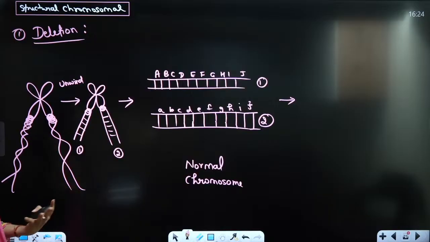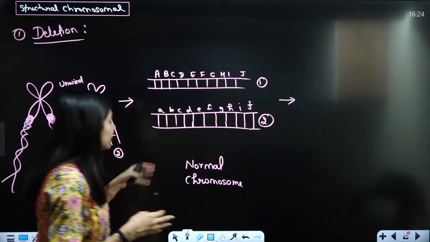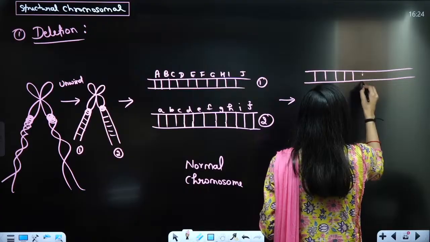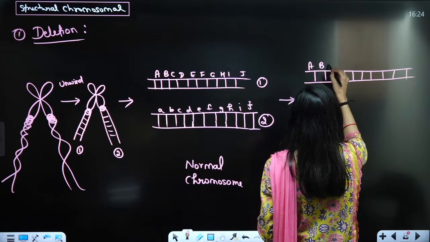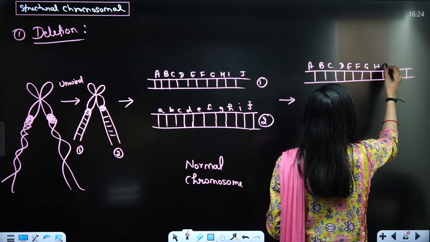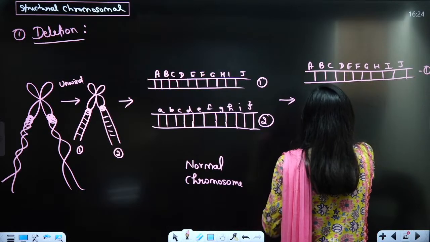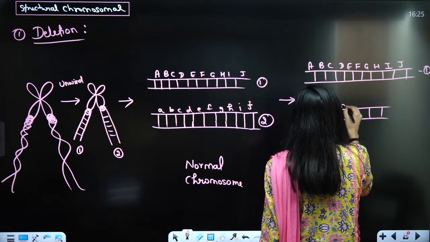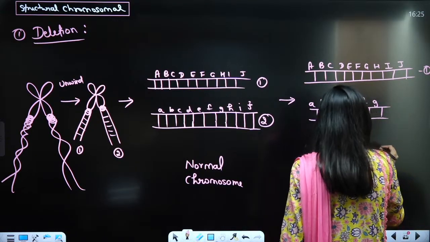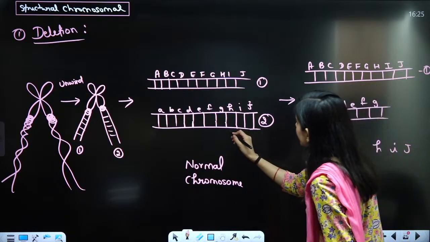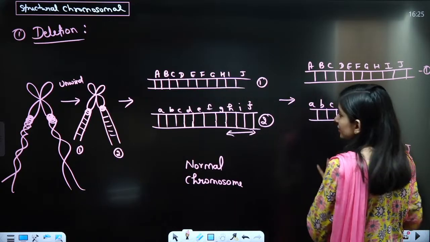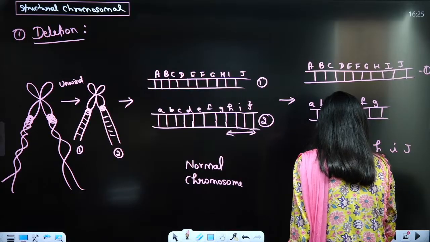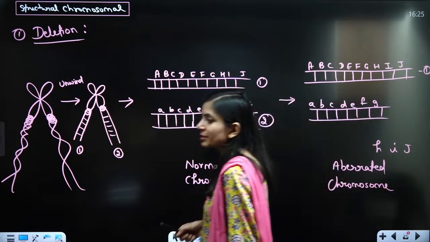Because some part is deleted, we specify it as deletion. This again is going to be the same. So A, B, C, D, E, F, G, H, I, J is the first one. Now in the process some part got missed. So A, B, C, D, E, F, G, and suppose H, I and J, this part, got missed. So this would be called what? The aberrated chromosome.